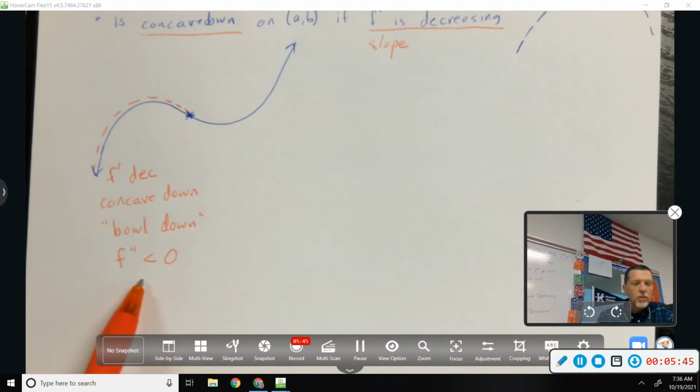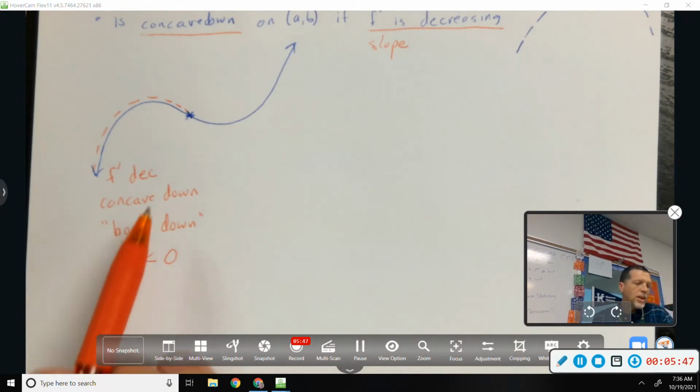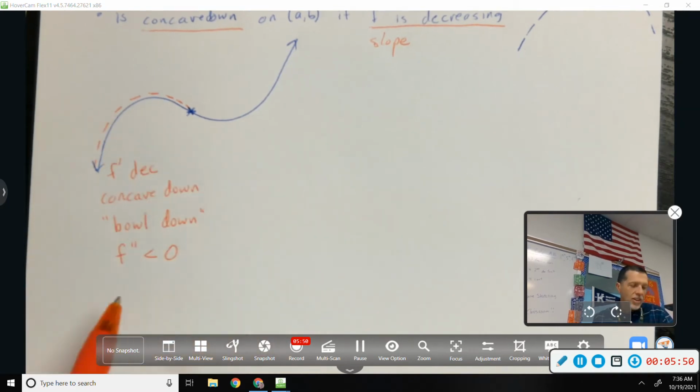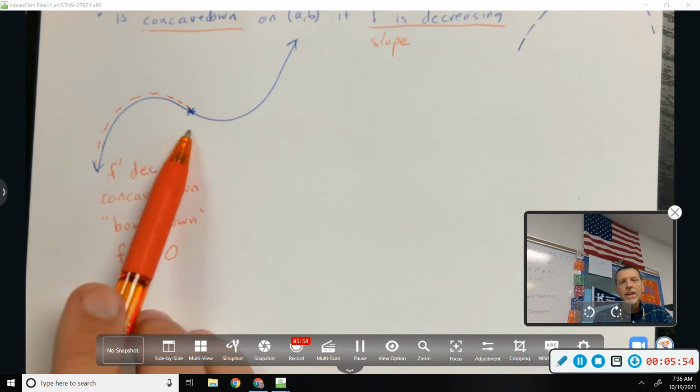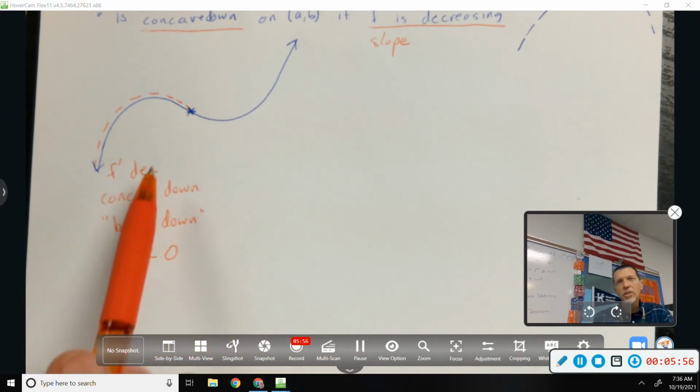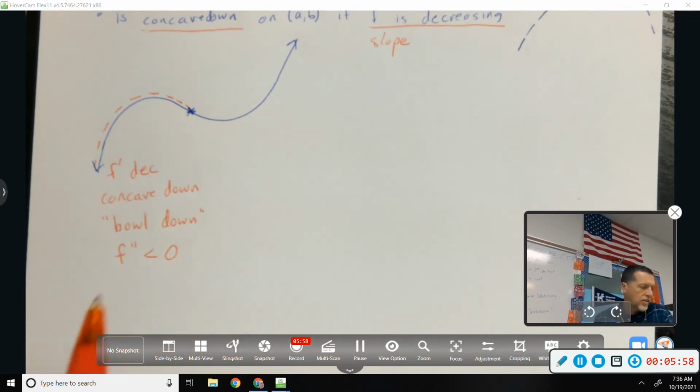Usually we stop at 2 because the second derivative has meaning for the graph. It's concavity. The third derivative, I'm sure it's got some sort of meaning, but it doesn't show up on the picture. So usually we stop at the second derivative.